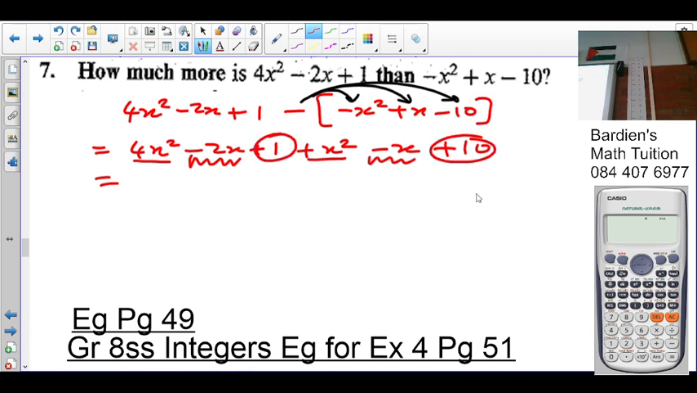1 and 10 are also known as what? Constant terms. The terms stay the same, whilst the other terms are called variables. They can change. So 4x squared plus x squared is what? 5x squared. What's negative 2x minus 1x? Negative 3x. So what's 1 plus 10? People, any confusion there? No.